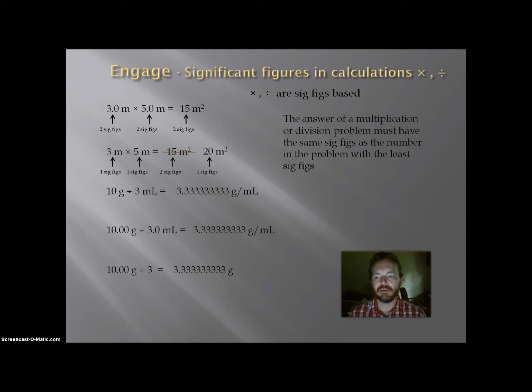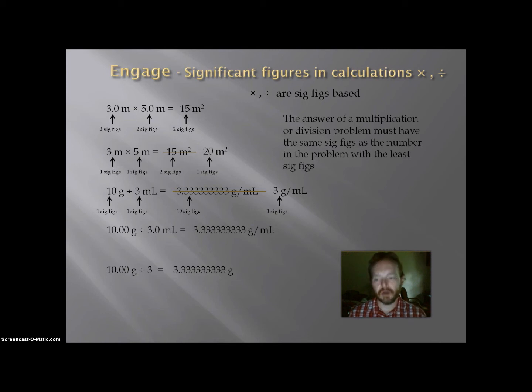In the third example, we have 1 significant figure in the 10 grams, 1 significant figure in the 3 milliliters. The answer from my calculator has 10 significant figures. Not appropriate for a chemistry answer. Because the least amount of sig figs in my problem is 1, my answer has to be rounded so that it has 1 significant figure. So I report it as 3 grams per milliliter, giving me the 1 sig fig required.